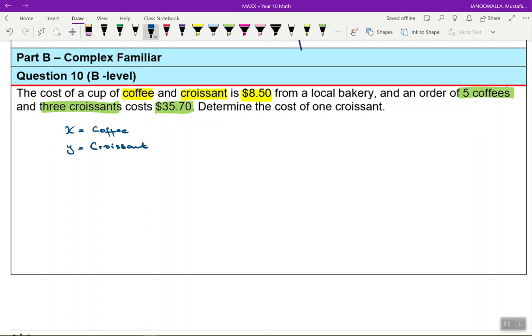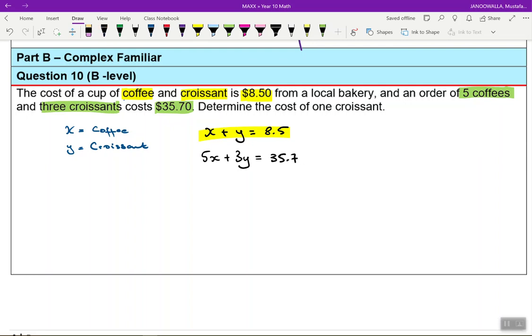Okay, so if we look at the yellow bit, we'll make an equation using what's highlighted in yellow. So we can say x plus y, so one coffee, one croissant is $8.50. So that's my yellow equation. Then the next one, I will say 5 coffees, so 5x plus 3 croissants, so 3y equals $35.70.